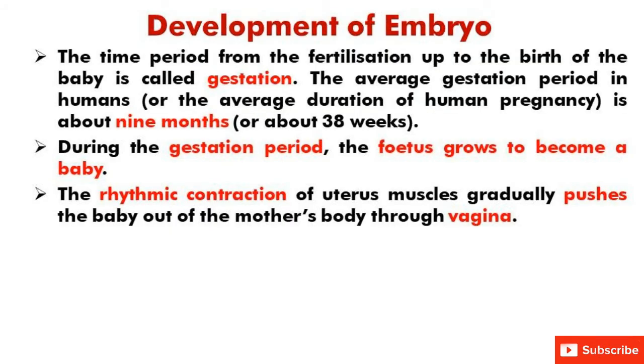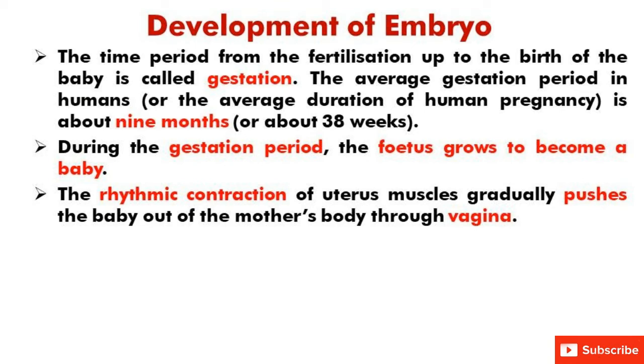The time period from the fertilization up to the birth of the baby is called gestation. The average gestation period in humans is about 9 months. So it takes 9 months for the baby to develop, or we can say 38 weeks. During the gestation period, the fetus grows to become a baby.